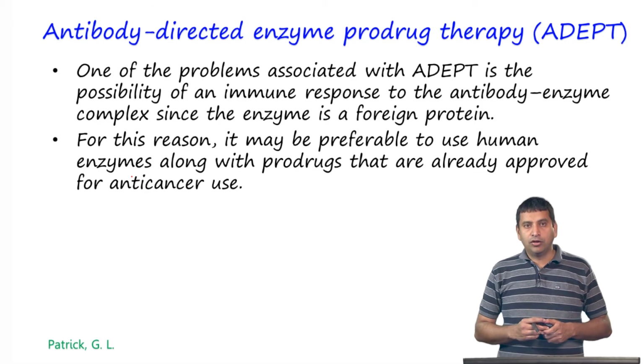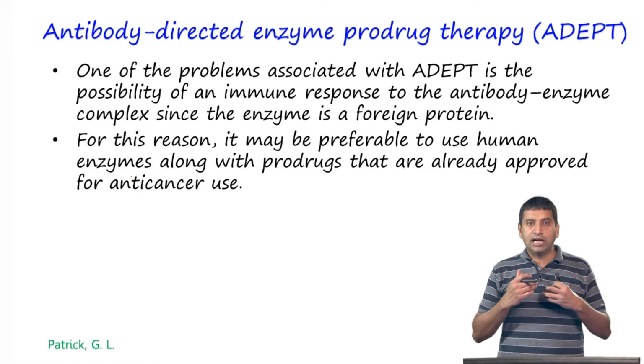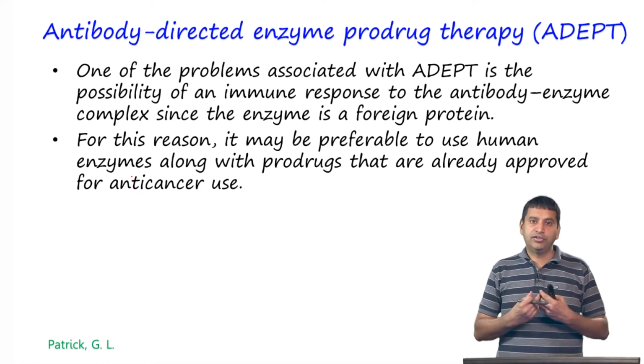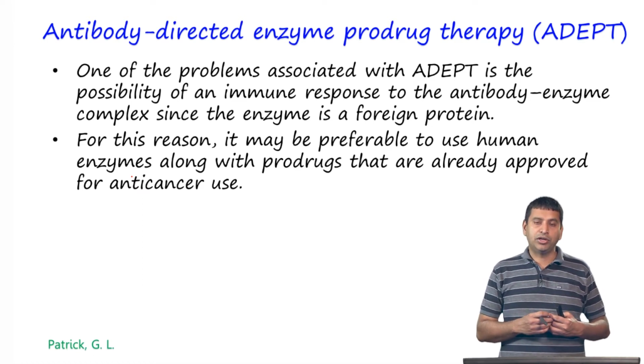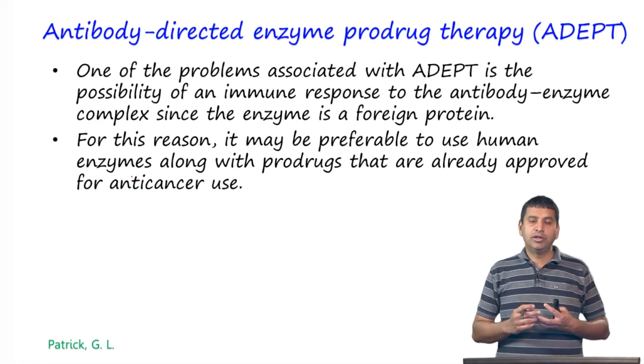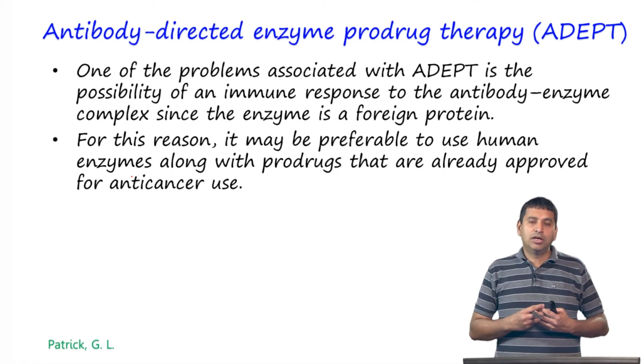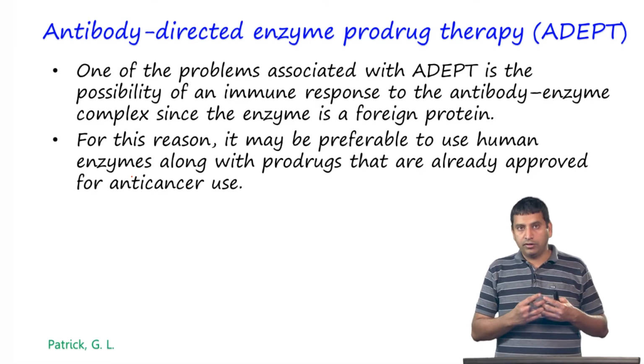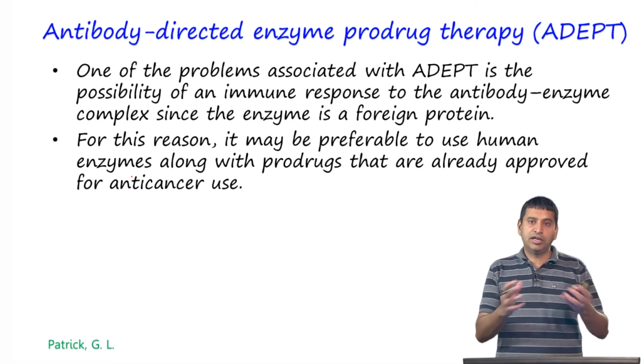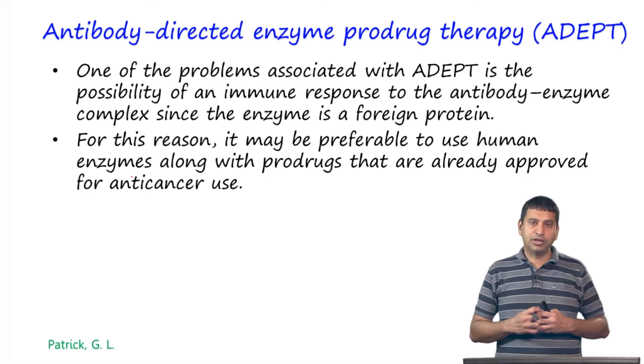Of course, one of the problems associated with ADEPT is that you can have an immune response. Since you are injecting an antibody, there is always a possibility that the antibody-enzyme complex can be looked at as a foreign substance, and of course, the enzyme is a foreign protein. Because of this, you can actually have an immune response which can clear up this complex completely.